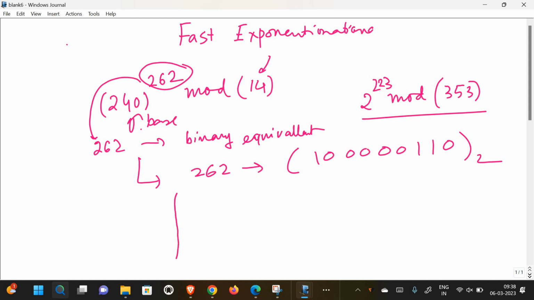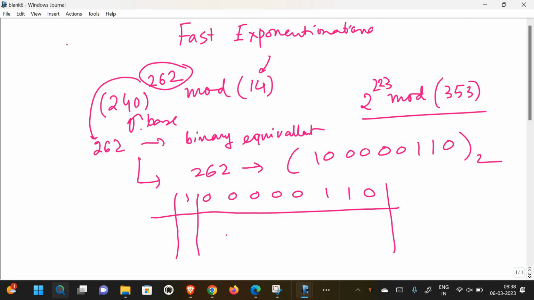Now you form a table. How do you form the table? You just make sure you write all the elements one by one: 1 0 0 0 0 0 1 1 0. I'm just writing down the binary bits in a table format. Now the first step is, the first entry on this table will be the base. That means here you write 240.